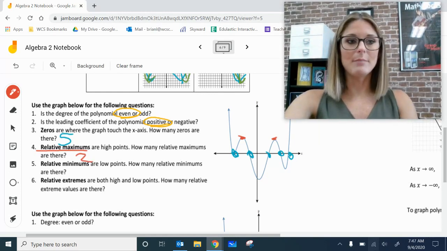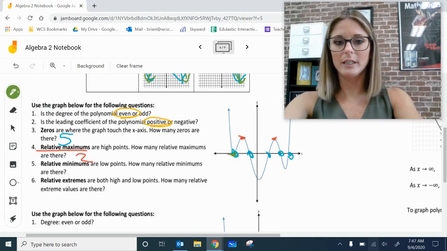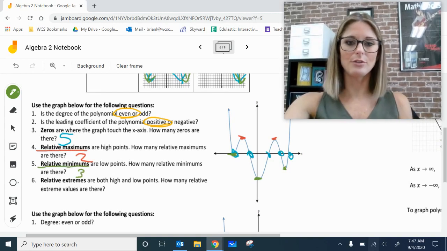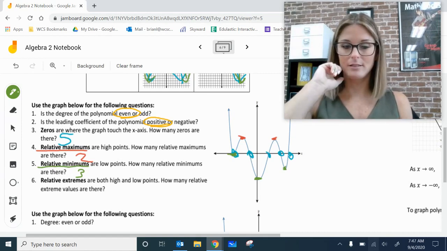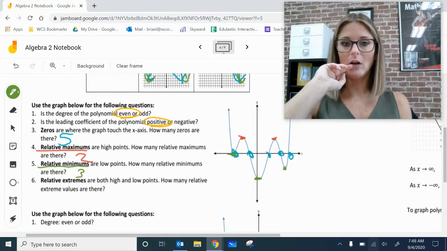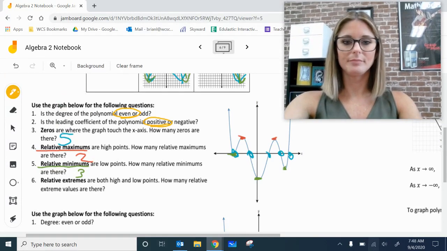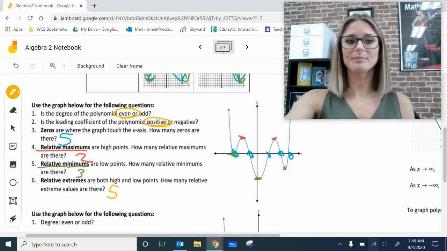Relative minimums, same idea. Anywhere there's a low point, so there was one here, here, and here. Don't let your eyes skip any of those. There's 3. And relative extremes are both the high and low points. So how many relative extreme values are there? Altogether, there is 5. Just adding all our high and low points together.